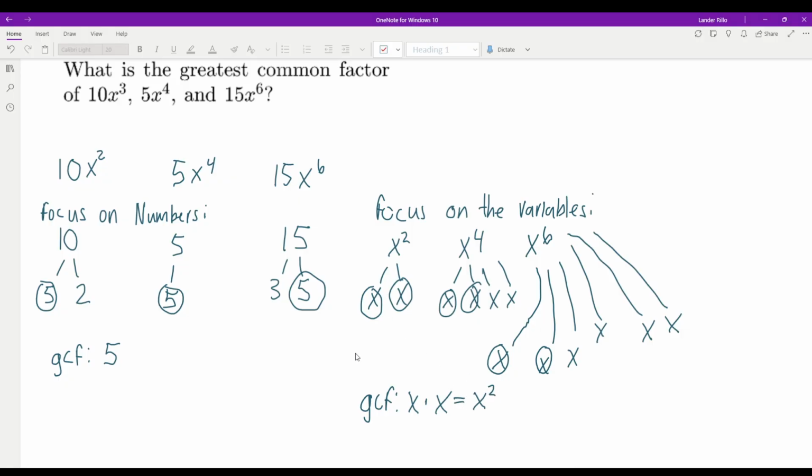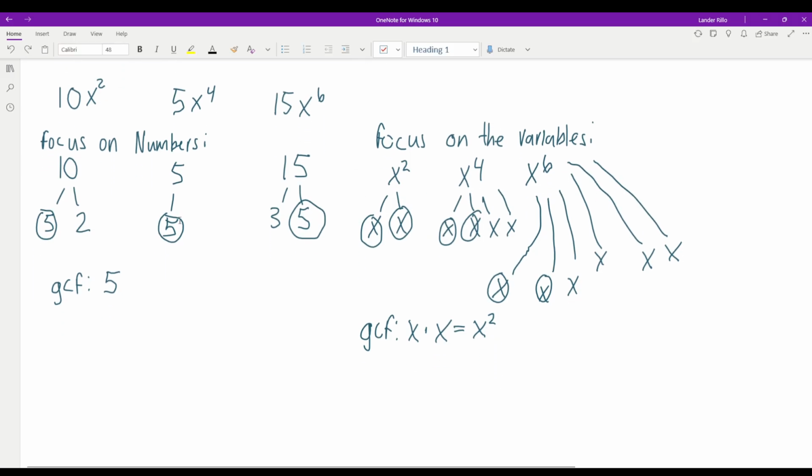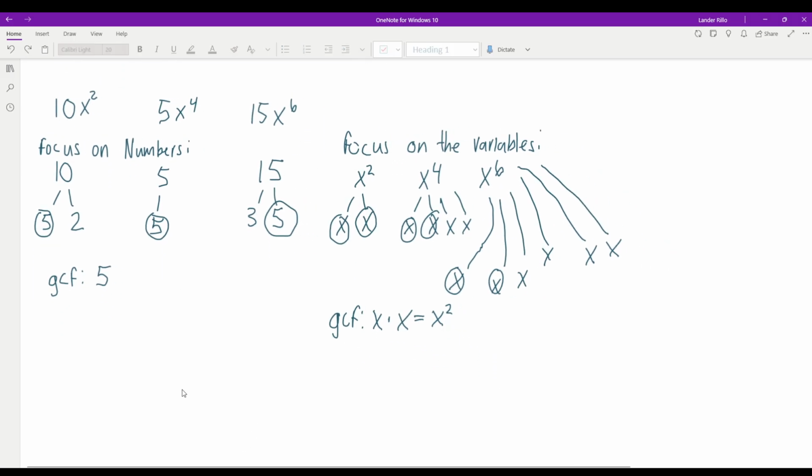Shorthandedly, you can use a shortcut. The smallest variable exponent is 2 out of these three numbers, so the GCF is just going to be x squared anyways. And you just put them together since we're looking at this set of numbers. So the GCF of this set of numbers from the start is 5x squared.